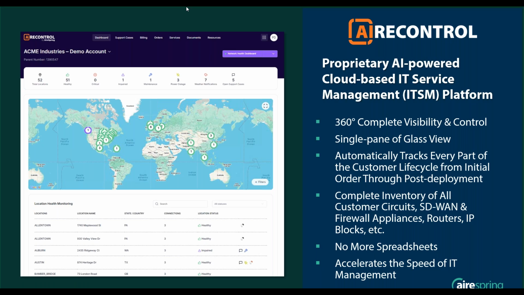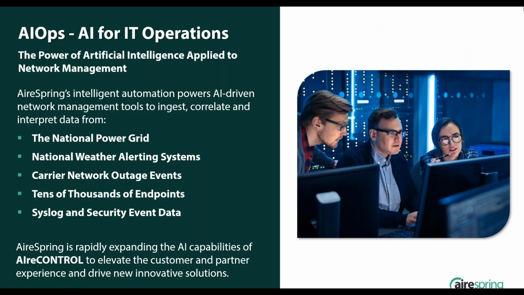You can see your network health, how many support tickets you have open. We have APIs that are in the power grids and national weather services, even larger carrier network outage events. All of those are brought into Air Control, a single place to view all of that. It really is a great platform.